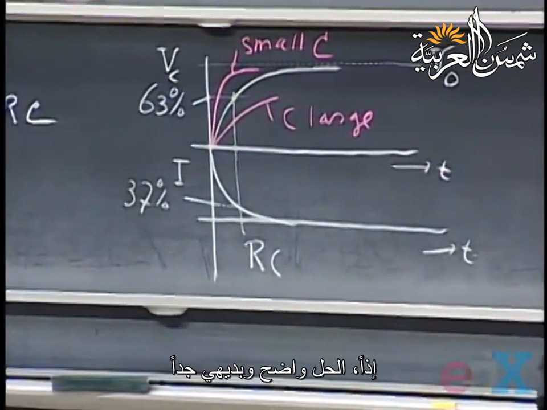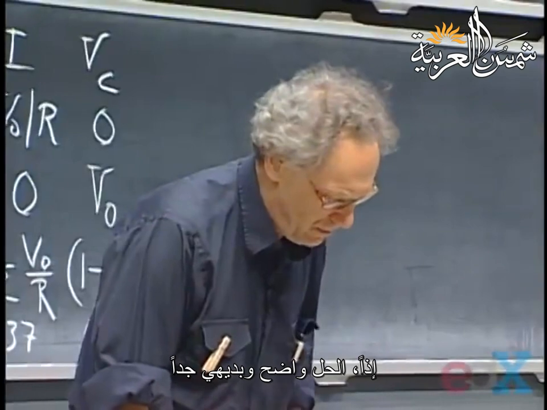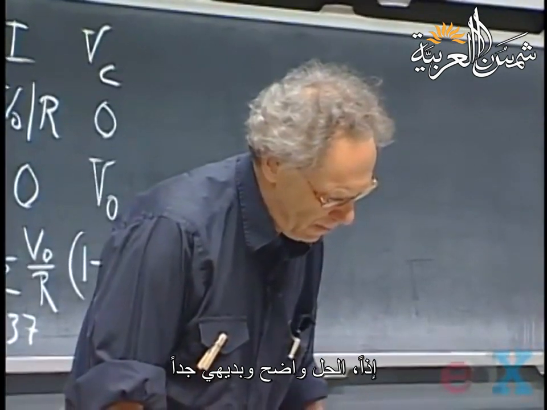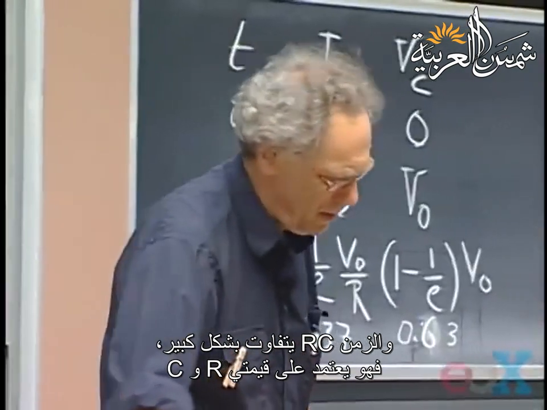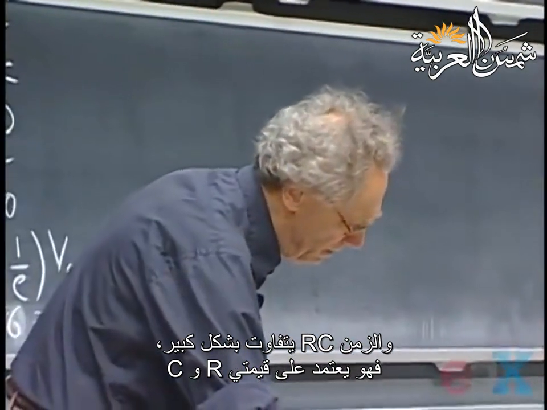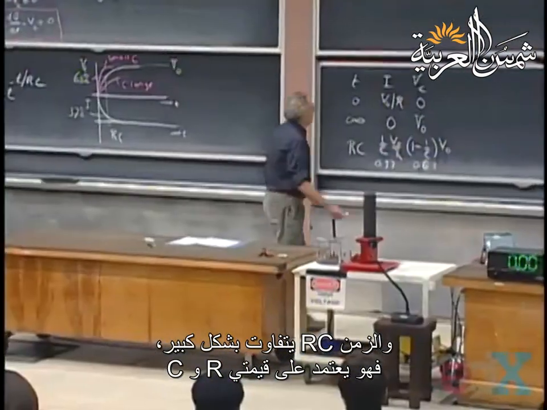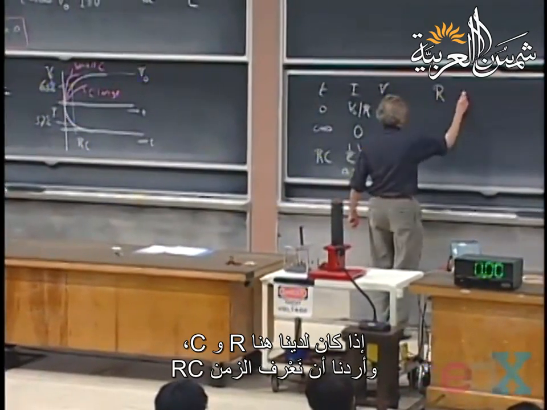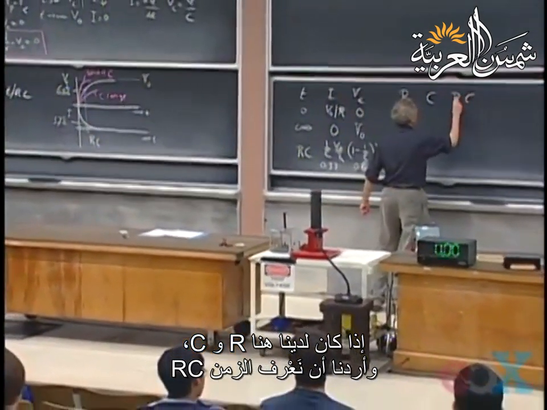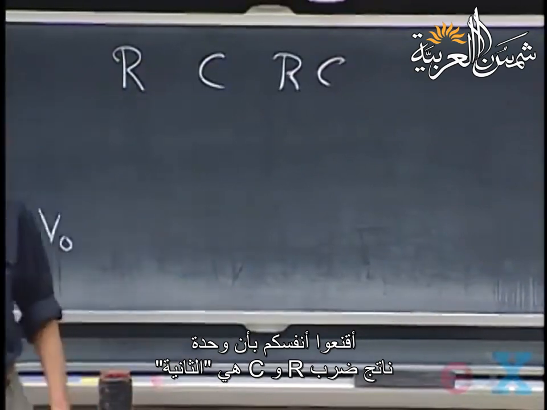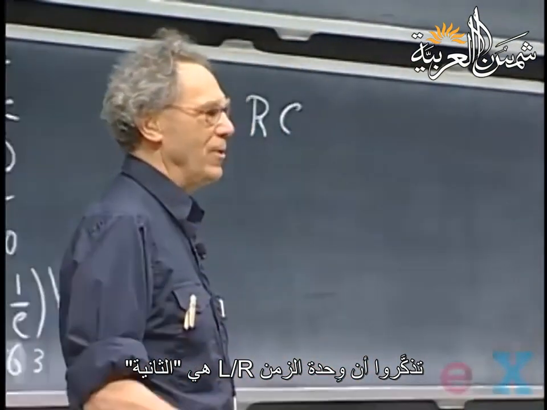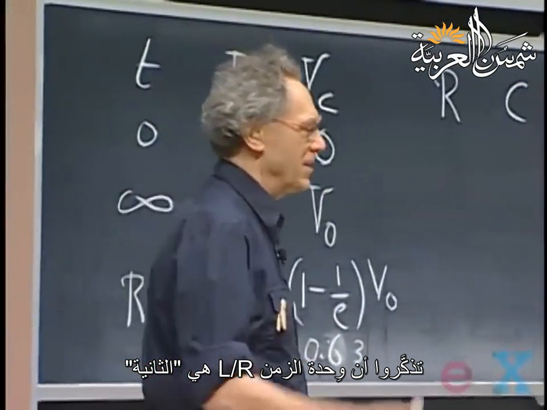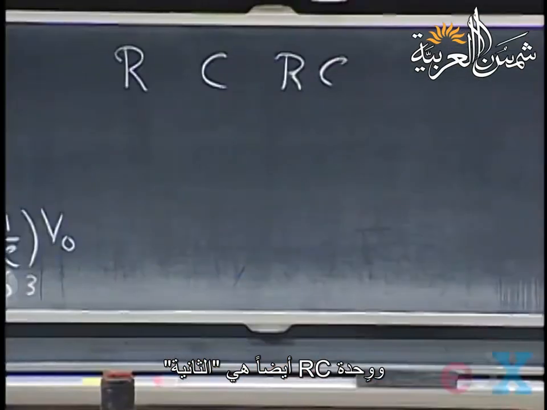So the solution is rather obvious, very intuitive. And the RC times can vary an enormous amount, as you can imagine, depending upon the values for R and C. If we have here an R and a C, and we want to know what the RC time is, convince yourself that the product of R and C indeed has units of seconds. Remember, we had L over R before, which also had units of seconds. RC also has units of seconds.